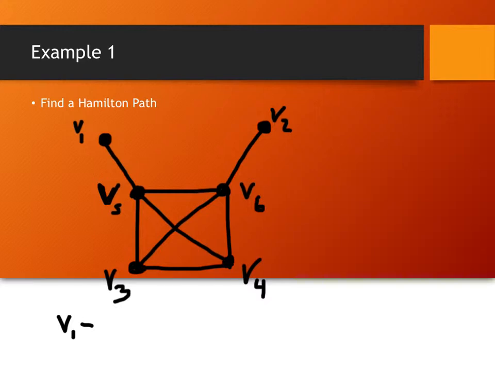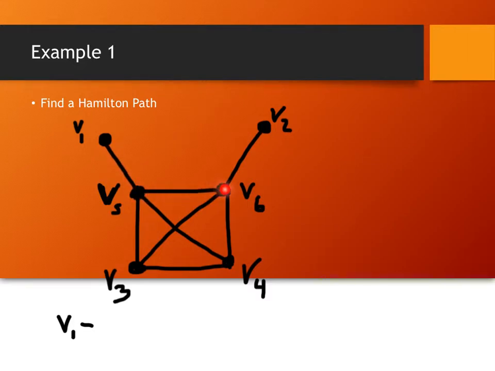By the way, there are some certain things you can't do. For instance, if I went from V1 to V5 and now I go to V6, well, now I'm out of luck, because if I go to V2 next, then to get down here, I'd have to go back through V6. So V6 would have been hit twice, which is not okay.